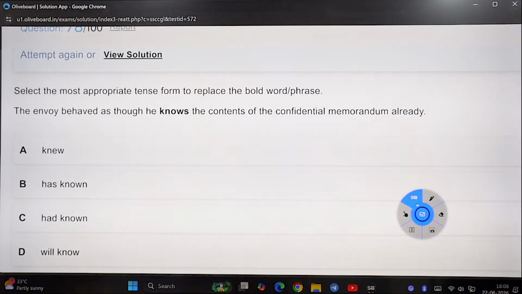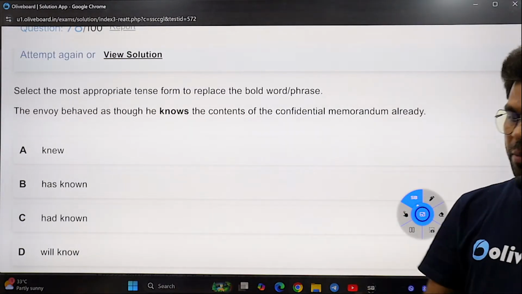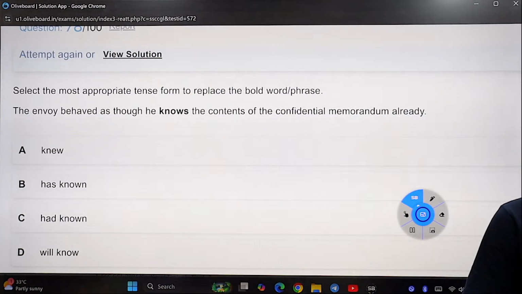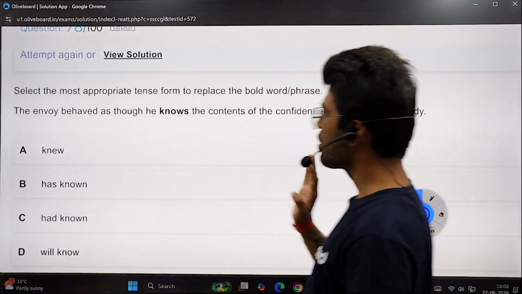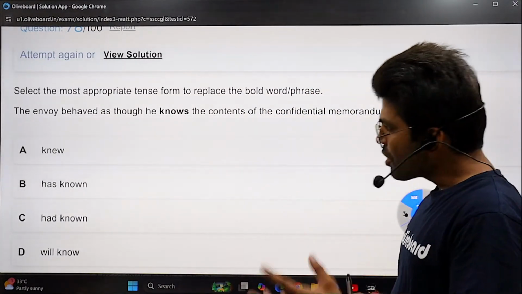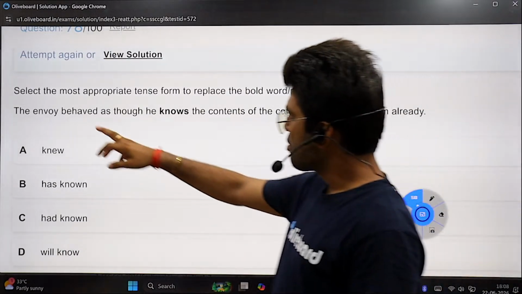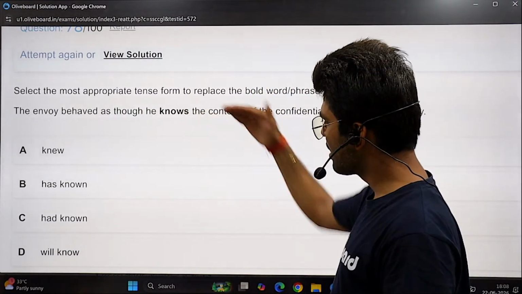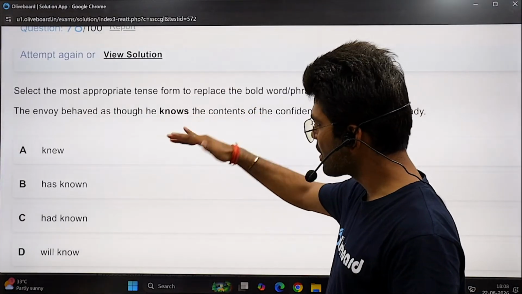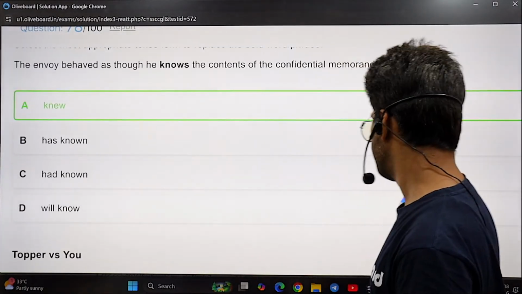He behaved as if you are speaking as if you were the Prime Minister. You are not the Prime Minister. So as if, as though, these conjunctions show the same. Fortunately, the given statement belongs to past. He behaved. And if it is past, it should be in past. So not know or knows, knew should be correct.